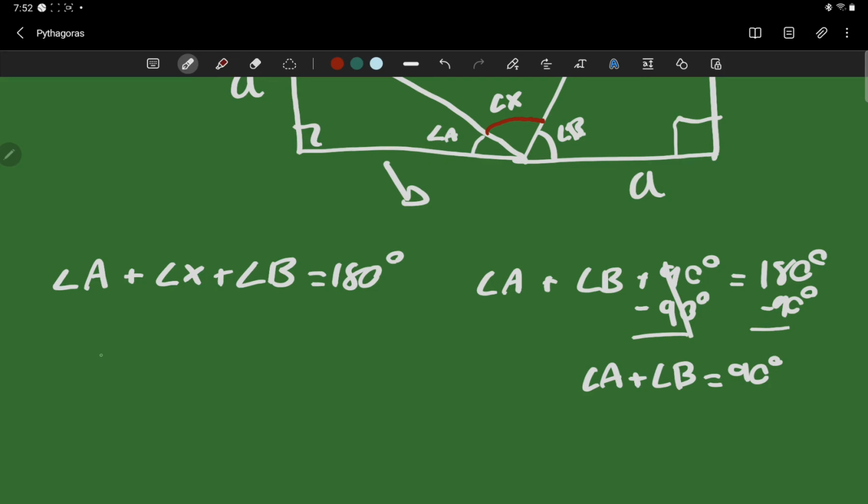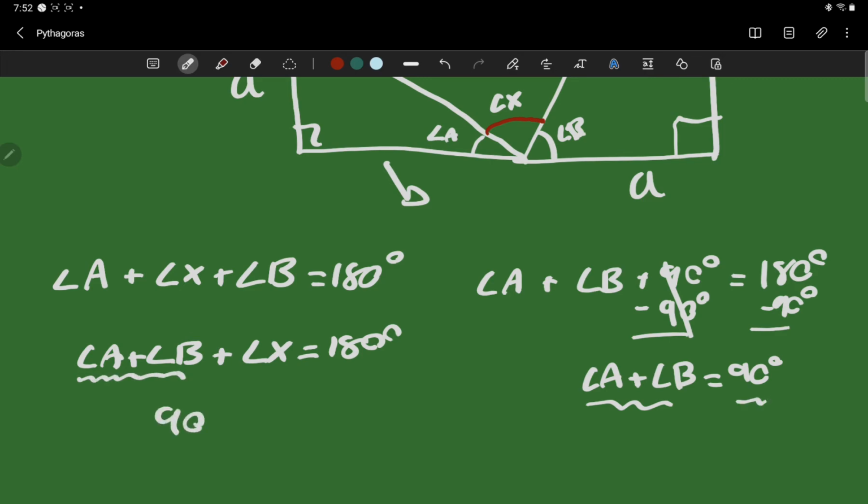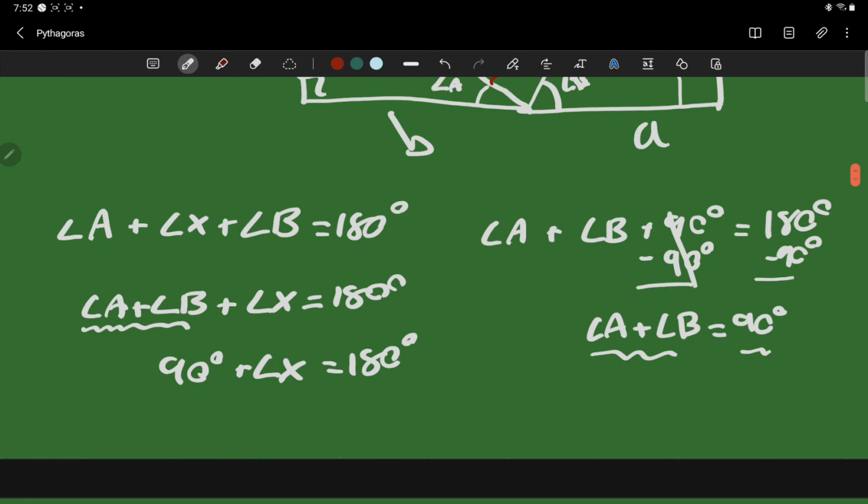And in fact, if you look here on the left, we're actually adding angle A and angle B together in addition to angle X, and that's also equal to 180 degrees. So because we know angle A plus angle B is 90, we can replace this angle A plus angle B with 90 as well. So it's just 90 degrees plus angle X is equal to 180 degrees. And if you subtract 90 degrees from both sides there, you get that angle X is equal to 90 degrees.